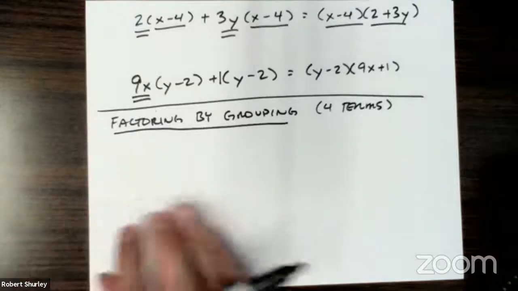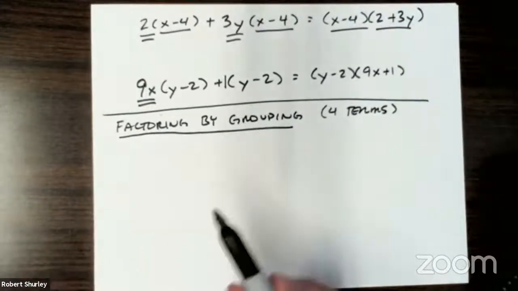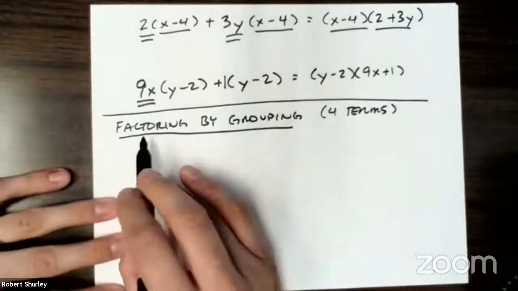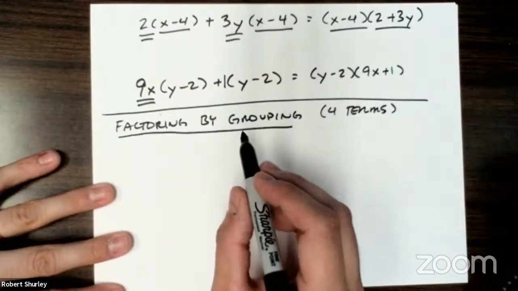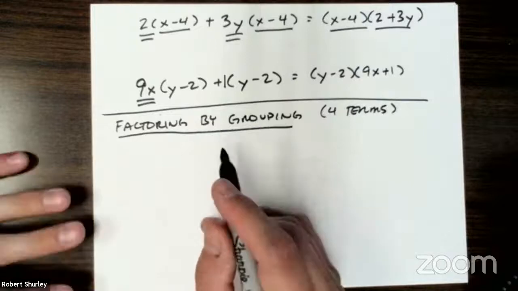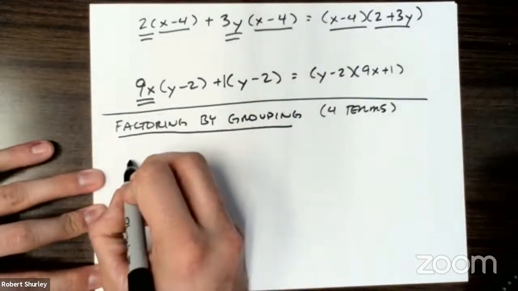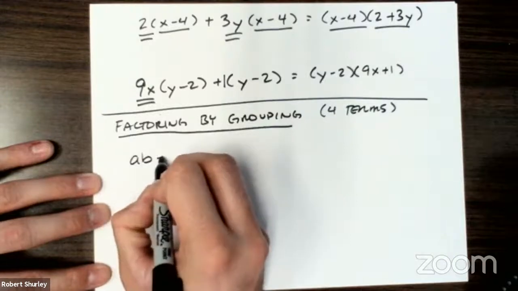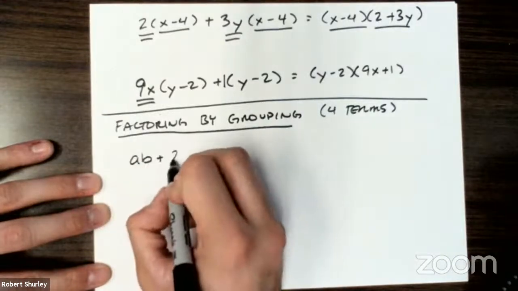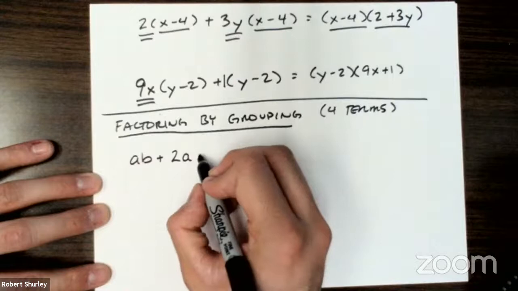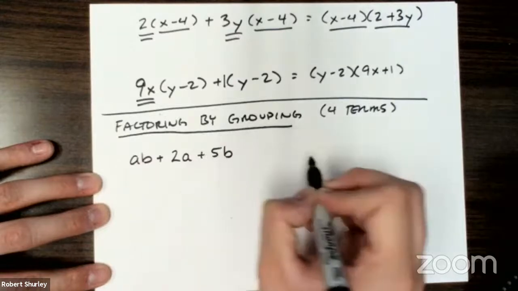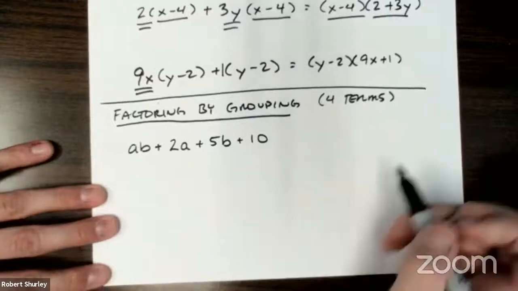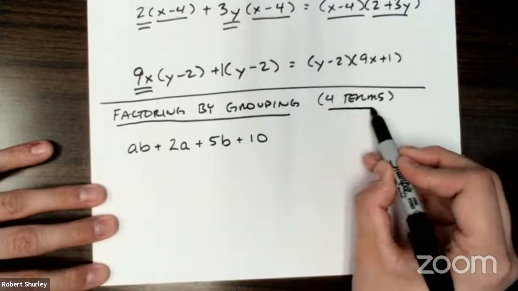I'm going to teach this with a very, very basic example, and then I'm going to throw different ways it can come at you. But factor by grouping looks like this. I'm going to steal one directly from the book. This is number 30 in the book: AB plus 2A plus 5B plus 10. Notice we have 4 terms.